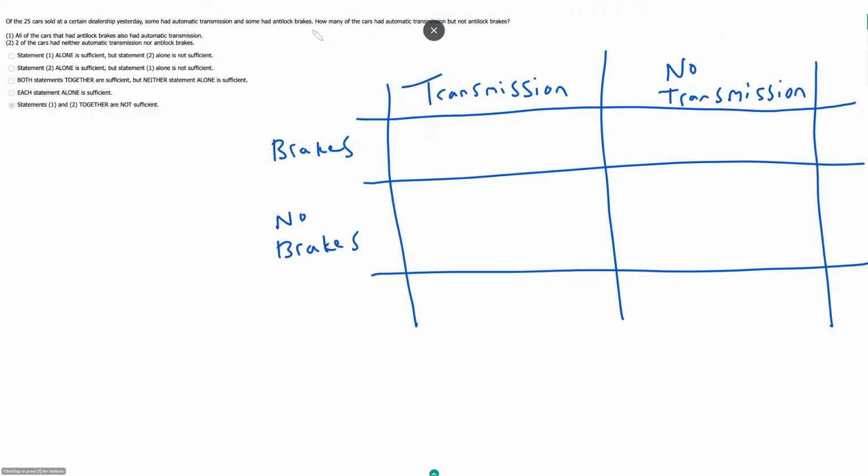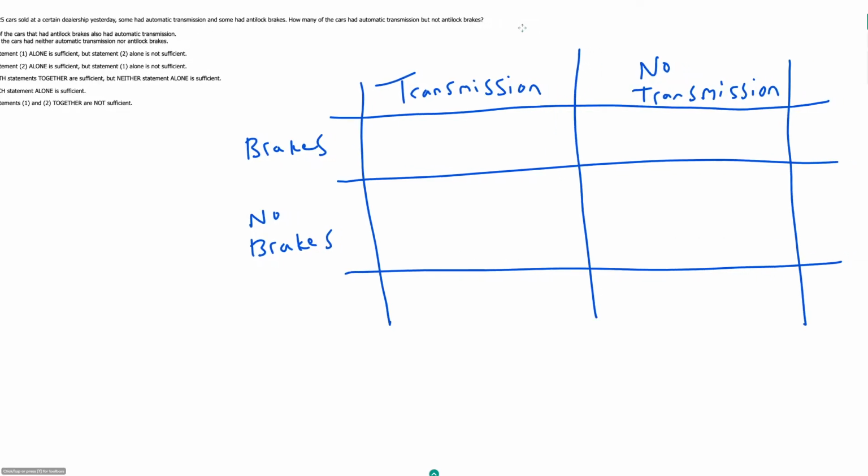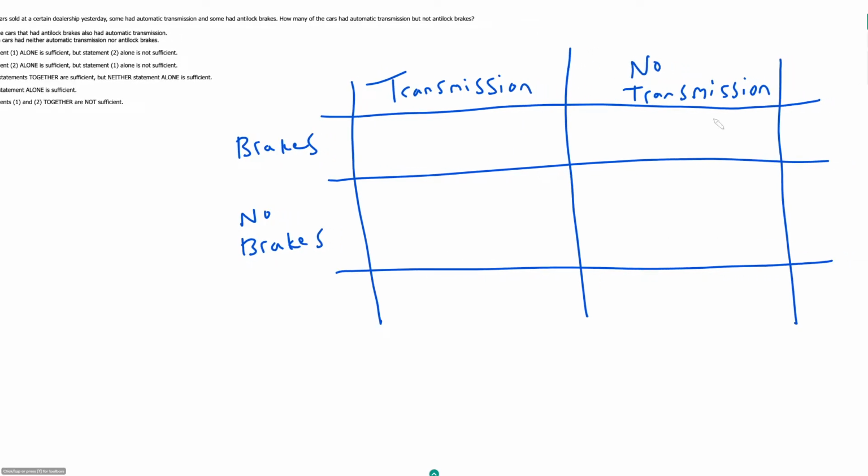So what can we fill in from our prompt? First, we know we got 25 cars that were sold yesterday. So that is our total cars, meaning it is the bottom right. This is universal, so I can circle that so I know not to erase it. And then that is the only given information. Then we know our question.